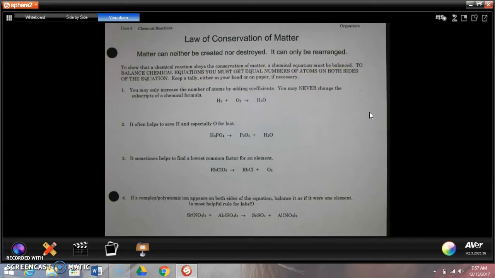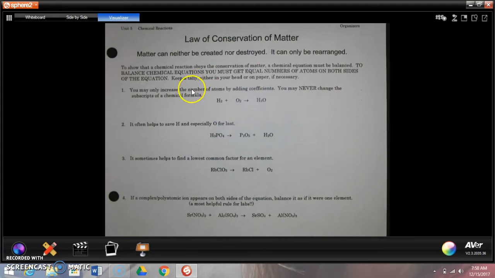So if 5 hydrogens go into a reaction, 5 hydrogens have to come out of the reaction. There is no magic in chemistry, even though it seems that way sometimes. You have to account for all the matter that you have going in and coming out.